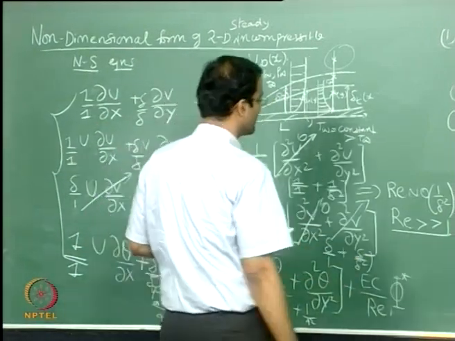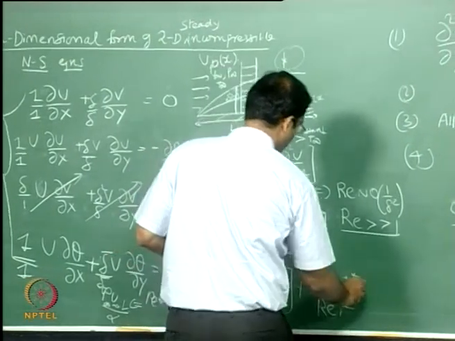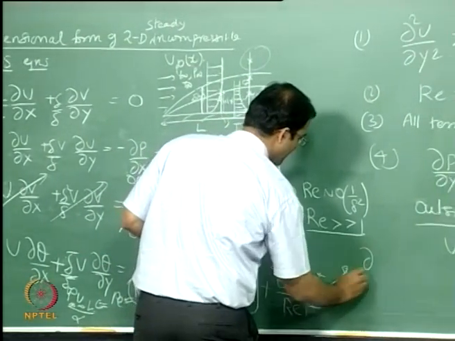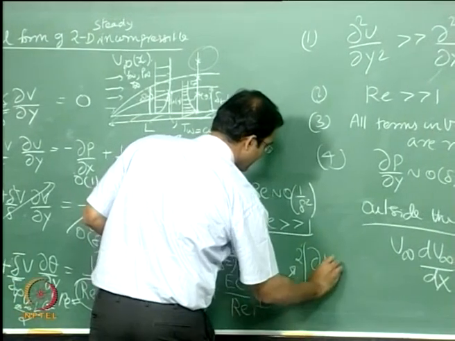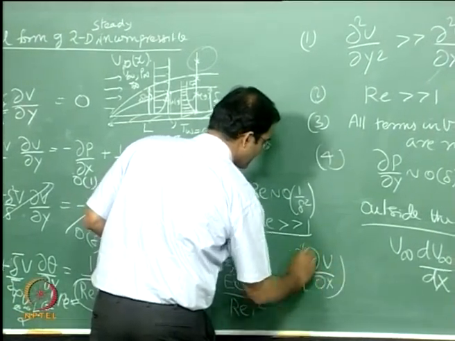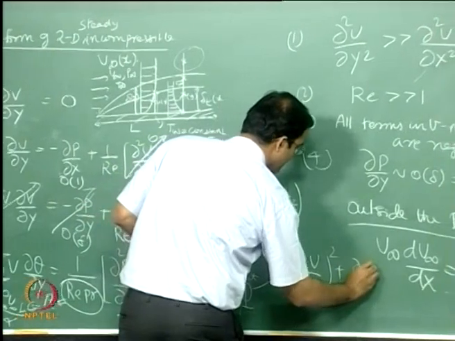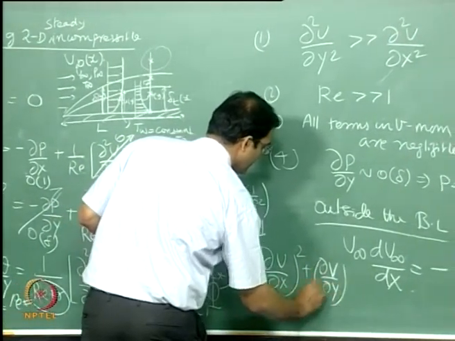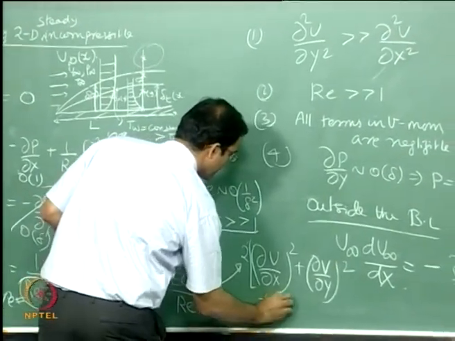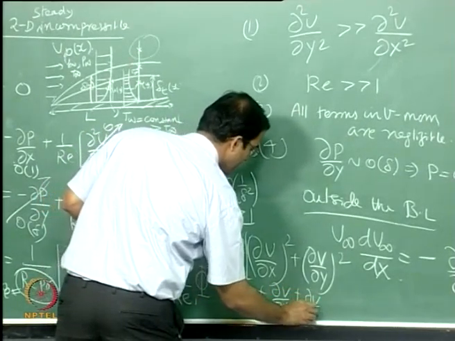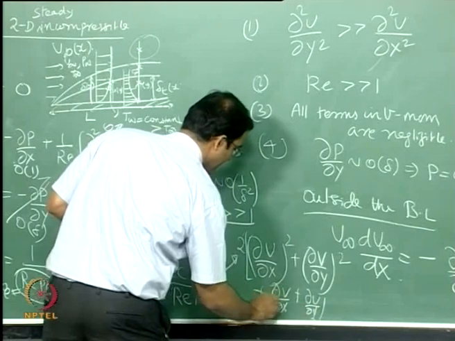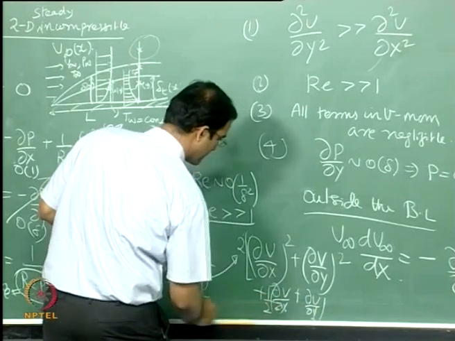Coming to this term right here, the order of magnitude of phi star, this is nothing but, I can write this as 2 times du by dx the whole square plus dv by dy the whole square plus, I can multiply by half, dv by dx plus du by dy the whole square.